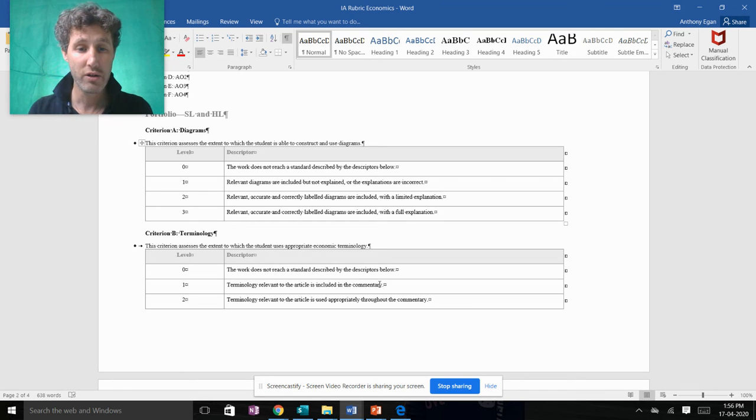And as I said, what you need to do, you need to correctly label the diagrams, draw them properly. They have to be appropriate as well. So the diagrams need to be accurate and they need to be appropriate to explain what you're trying to explain.